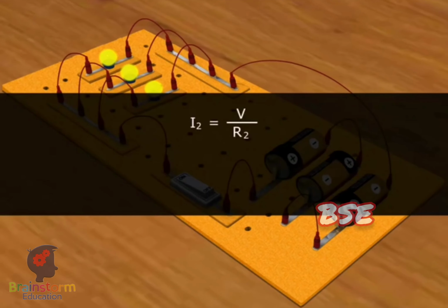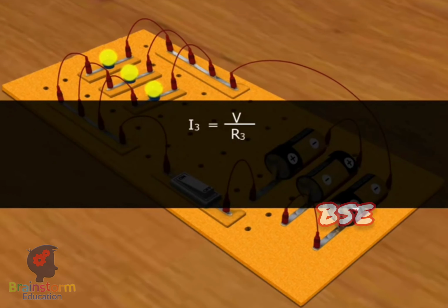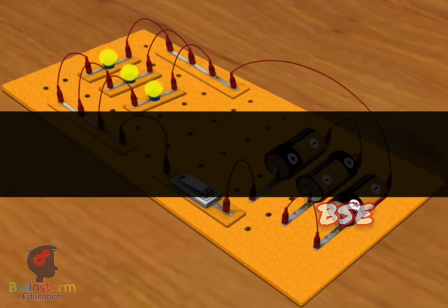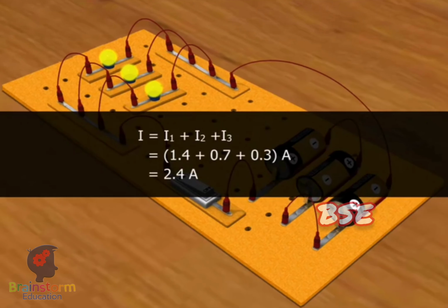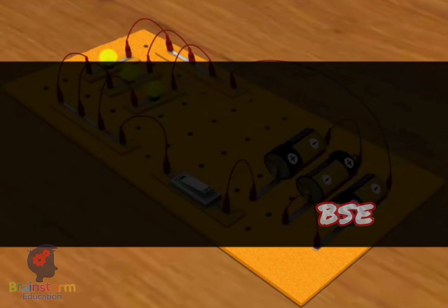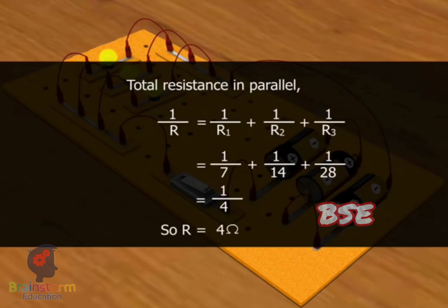Similarly, we can calculate the current passing through R2 as 0.7 ampere. Similarly, the current passing through R3 is 0.3 ampere. So, the total current in the circuit is 2.4 ampere. And the total resistance is 4 ohms. Note that the total resistance is lesser than the individual resistances because the resistors are connected in parallel.